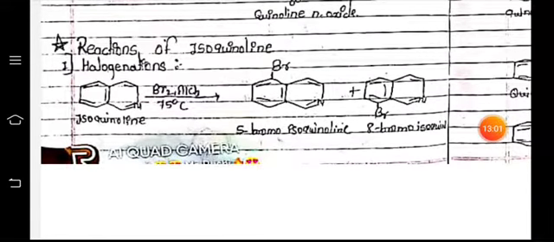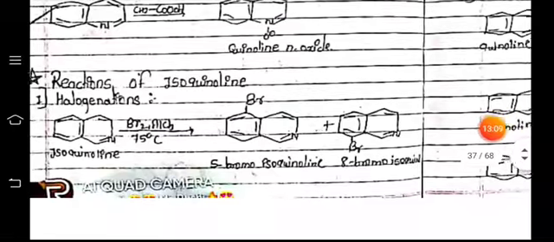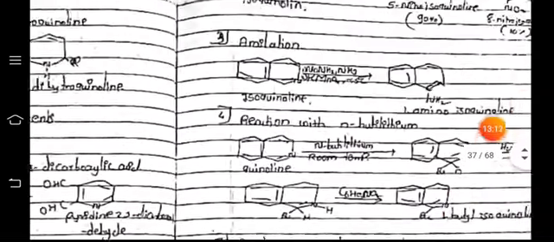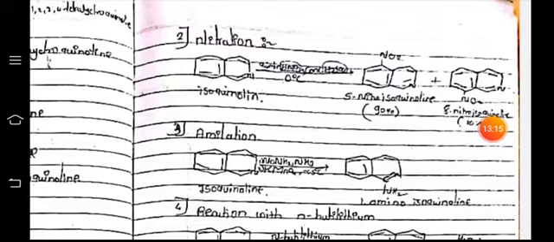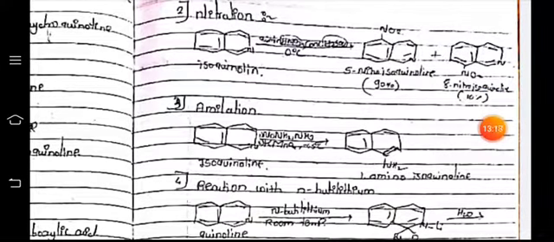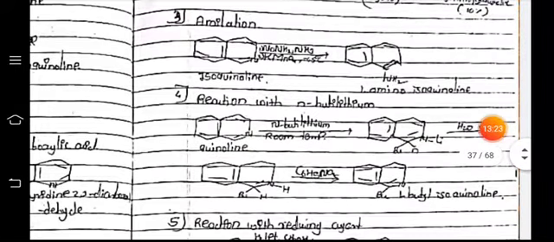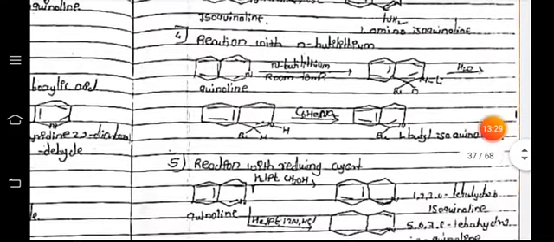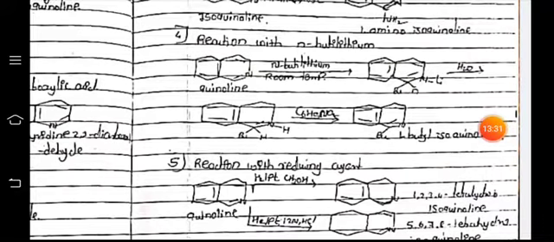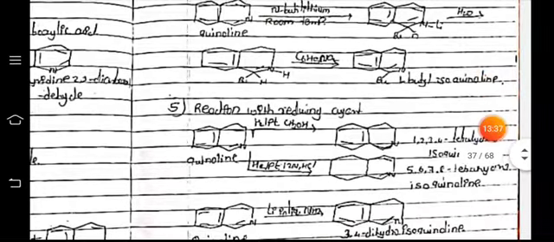Reactions of isoquinolines. First is the halogenation reaction. Halogenation of isoquinoline using Br2 and AlCl3 at 75 degrees centigrade gives 5-bromoisoquinoline. Next is nitration. Isoquinoline reacts at the 5th position, giving 90% 5-nitroisoquinoline. Amination takes place at the 1 position, that is 1-amine, with NaNH2 in liquid NH3. Reaction with N-butyl lithium at room temperature gives the butyl group, which finally gives N-butylisoquinoline as the product.